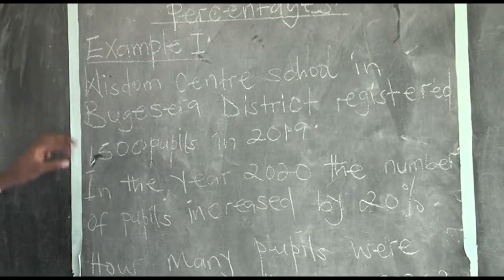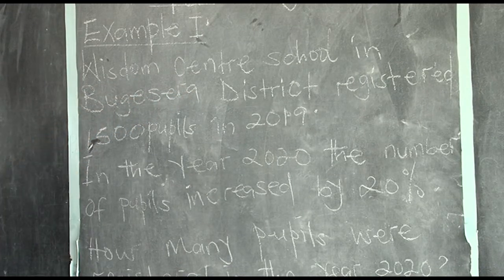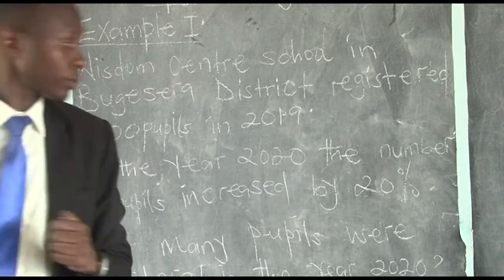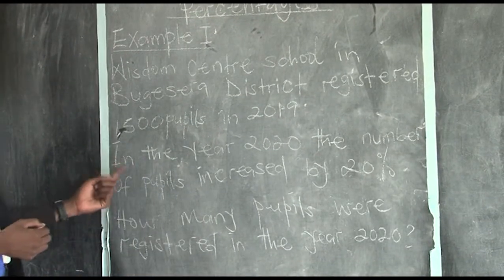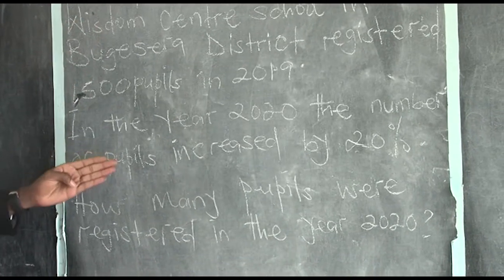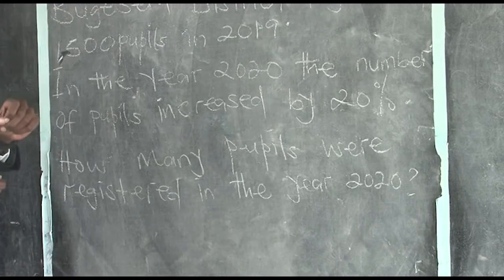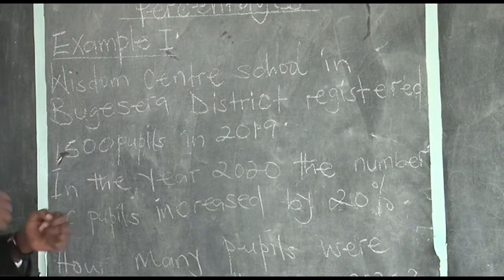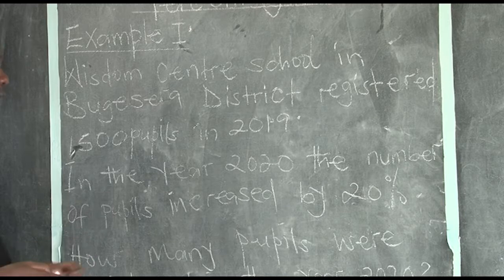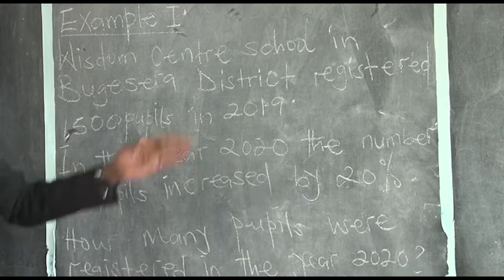What does it say? Example One says, Wisdom Center School in Vichesela District registered 1,500 pupils in 2019. That was their enrollment. In the year 2020, the number of pupils increased by 20%. So it means last year, 2019, 1,500 pupils. But in this year, 2020, their number of pupils increased by 20% of the old number.